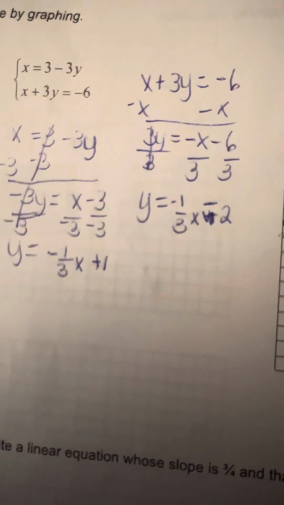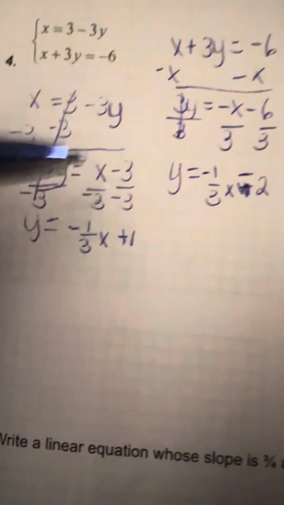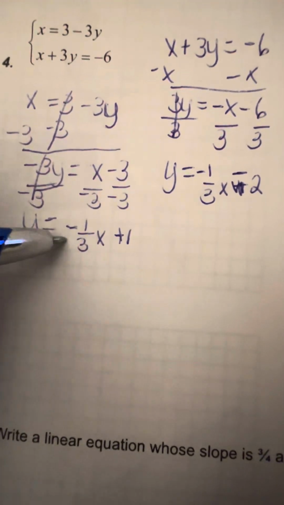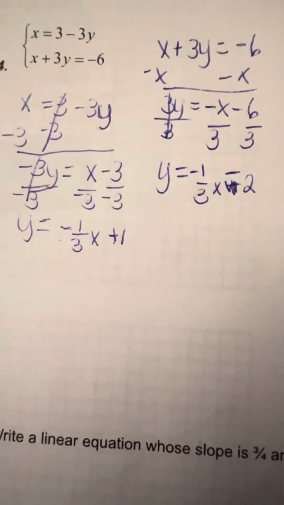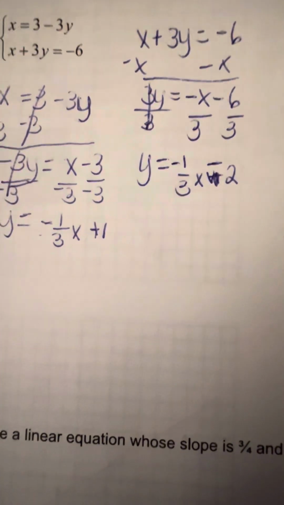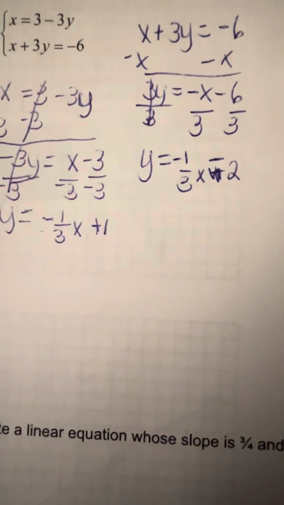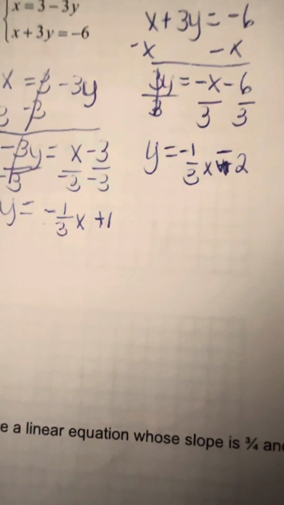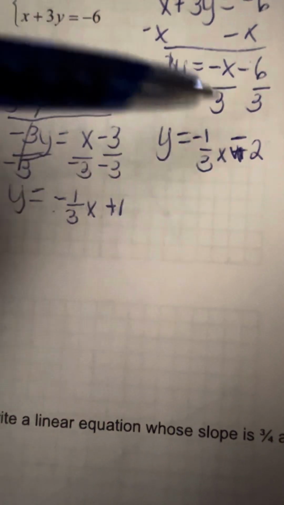All right, so what I do notice is that they have the same slope. Same slope, negative 1/3, negative 1/3, but their starting points are different. This is going to tell me right off the bat if this is a set of parallel lines because they have the same slope but different starting points. So their intercepts are different.